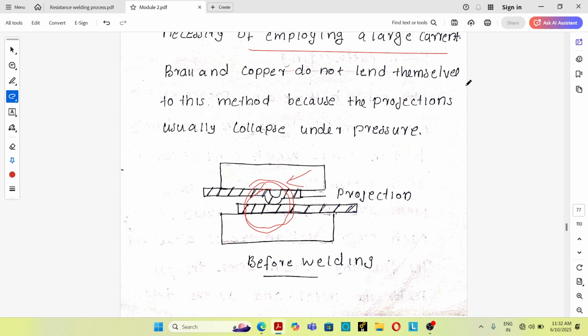Brass and copper do not lend themselves to this method because the projection usually collapses under pressure. During projection welding, after the parts to be joined are placed overlapping each other, a high pressure is applied through flat copper dies. These are flat copper dies. One will remain stationary, and the other will move up and down. So during this process, pressure is applied over the material. With brass and copper, there is a chance that the projection will collapse. That's why brass and copper are not welded by this projection welding method. Projection welding is commonly used for welding fasteners to structural members.